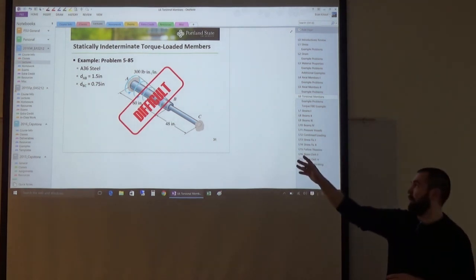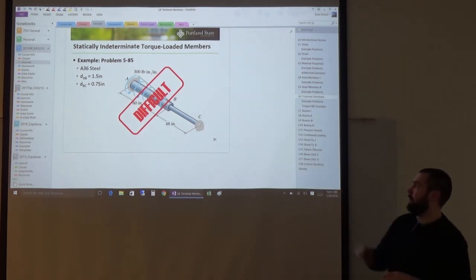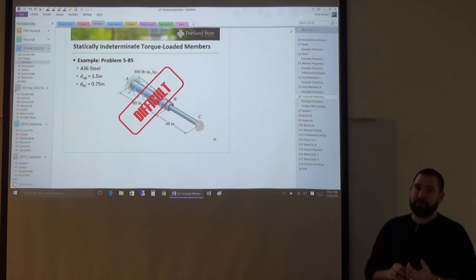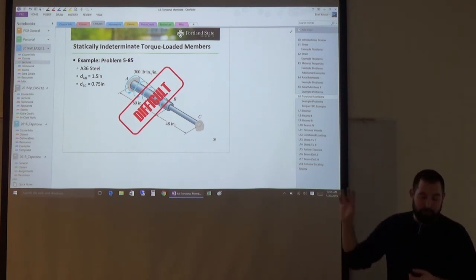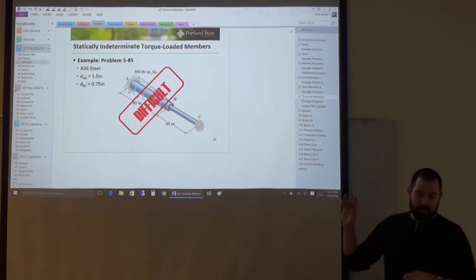The other thing that complicates this is that member AB has a different diameter than member BC. So if you want to look at a more rigorous example, I fully expect that once you're done with this class, you should have enough tools to tackle something like this, but I'm not going to saddle you with this additional work for the homework. So that's it for torque.